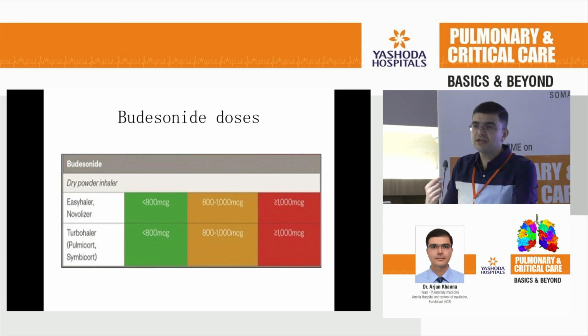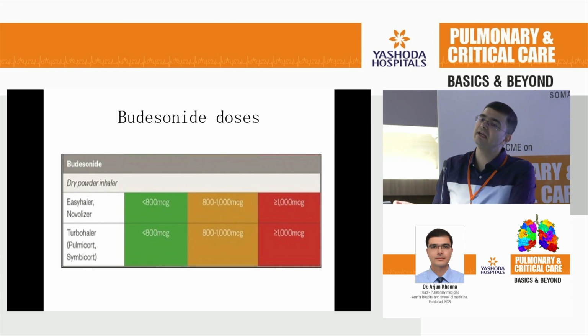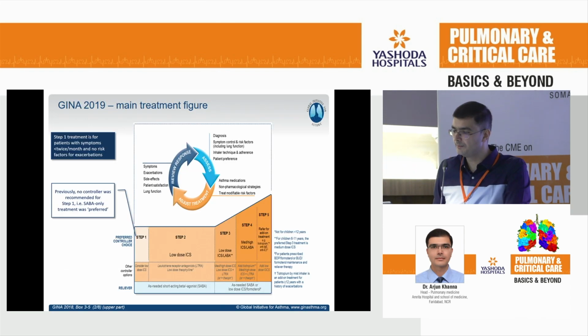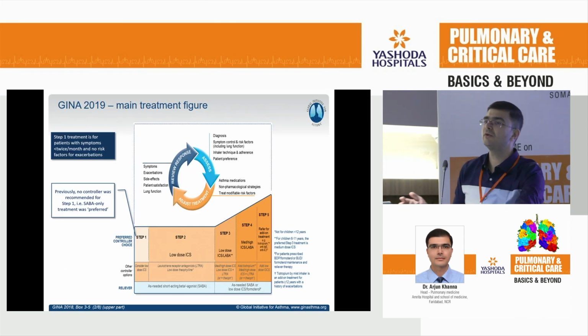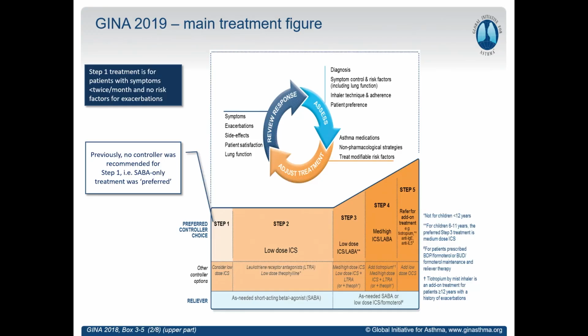So for a patient who's on a DPI device containing budesonide, low dose is less than 800 mics of budesonide every day. 800 to 1000 is moderate dose of budesonide, and anything more than 1000 mics of budesonide in a day is high dose inhaled steroid. All postgraduates must remember this table by heart, and this is what you are going to step up and step down with. So after GINA 2019, the guidelines for mild asthma or early asthma have changed.